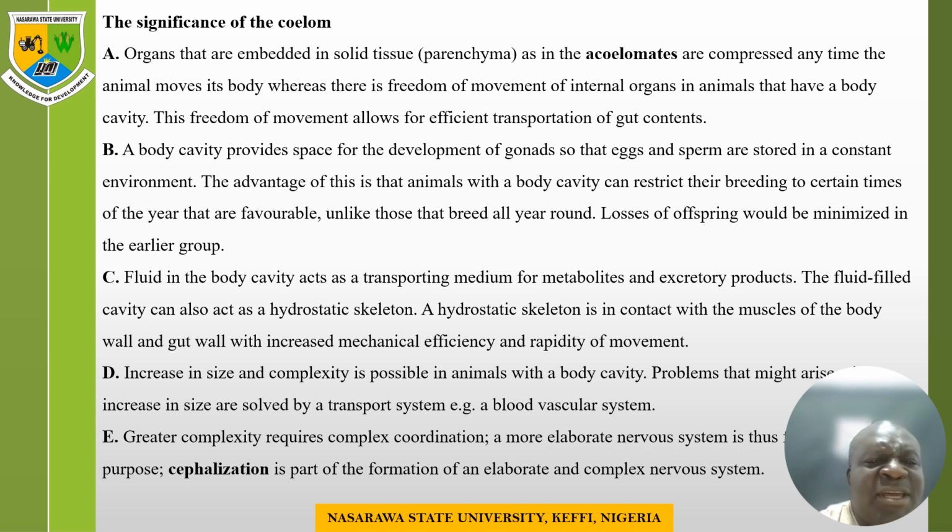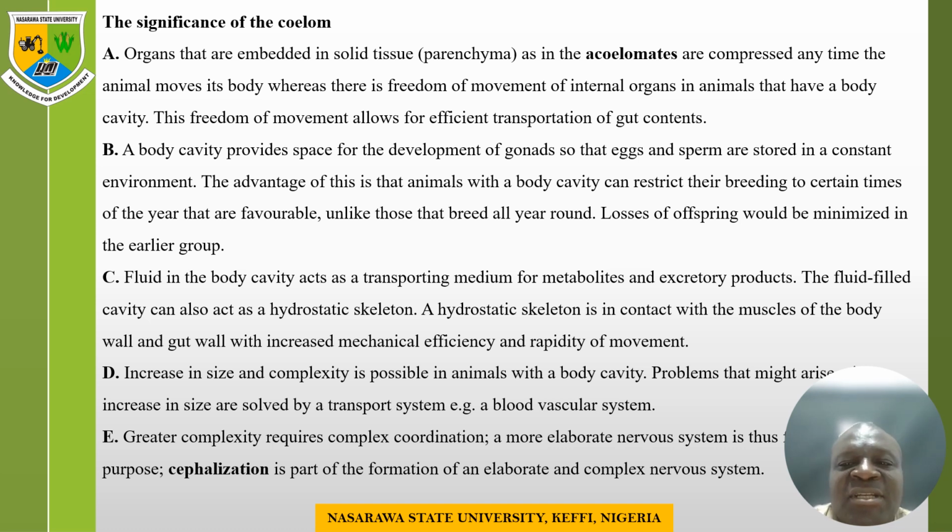And another important significance of the coelom is that it is the cavity that acts as a transporting medium for metabolites and excretory products. The fluid-filled cavity can also act as a hydrostatic skeleton. This hydrostatic skeleton is in contact with the muscles of the body wall and the gut, which increases the mechanical efficiency and rapidity of the movement. You know, hydro means water, static is constant, that is static. That is why you can see some of these organisms carry out an undulating movement from one region to another.